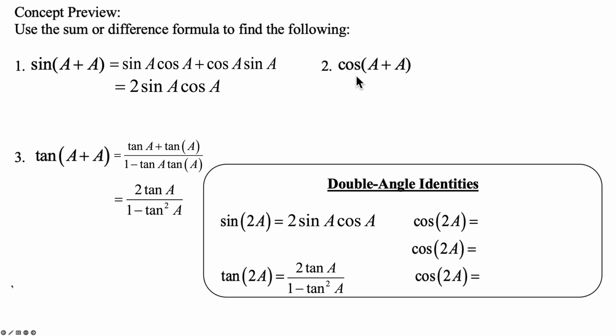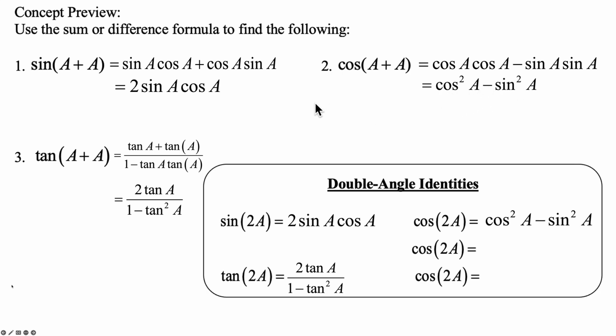For cosine of A plus A, remember that's cosine A cosine, 2 cosines first, then opposite sign minus 2 sines, but they're going to be the same. Cosine A cosine A, sine A sine A, well that's cosine squared A minus sine squared A, and we can't use a Pythagorean identity. It doesn't match for this one. So that's our first cosine of 2A identity. However, having 2 trig functions in your identity could be a little cumbersome, so we can simplify this 2 ways.